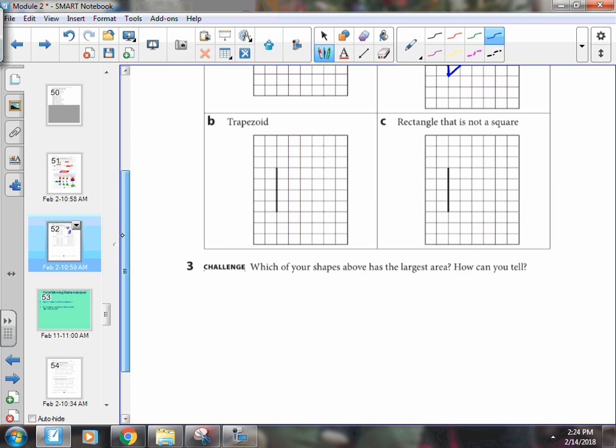Letter B, a trapezoid, 4 sides with only 1 pair of parallel sides. Here is an example of a trapezoid because it has 1 pair of parallel sides. And letter C is a rectangle, rectangle, angle, angle, all right angles, but it can't be a square. So just make sure that the sides are not all the same length. Okay? So it's a rectangle because it has right angles, and it's not a square because the sides are not the same length.